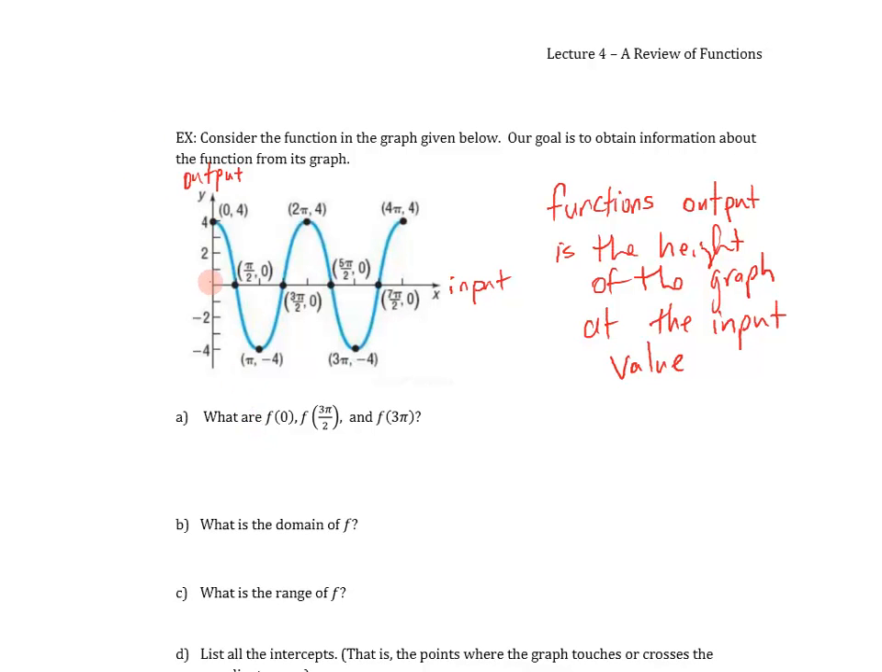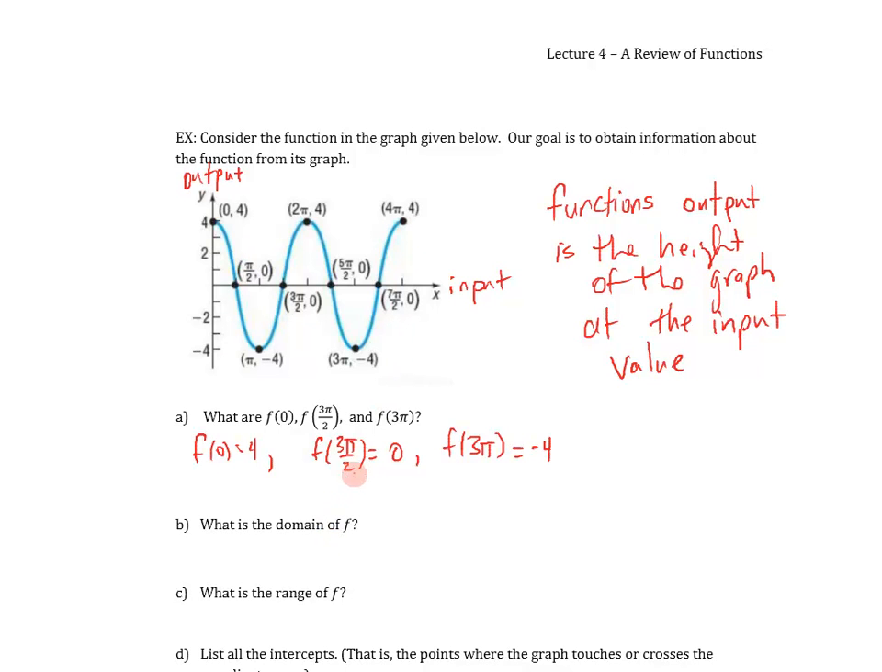So f of 0 means go to x equals 0. What's the height? f of 0 is 4. f of 3 pi over 2. So go to 3 pi over 2, which is right here. The height is 0. And f of 3 pi, which is at 3 pi right here, is negative 4. Notice how, again, the x value in a coordinate is also what's being plugged in, and the y value is the output.